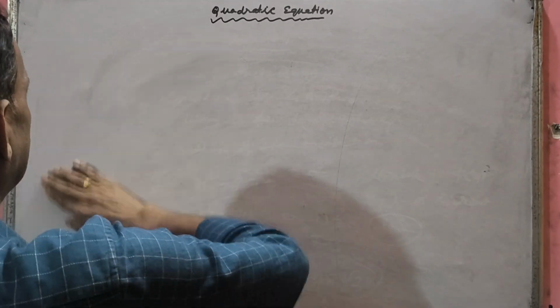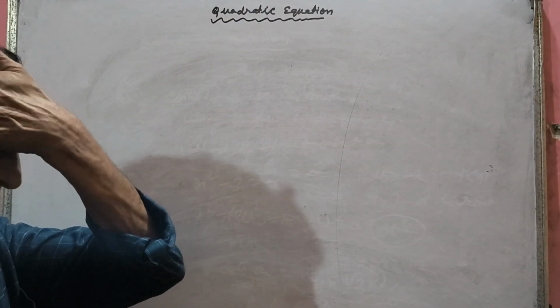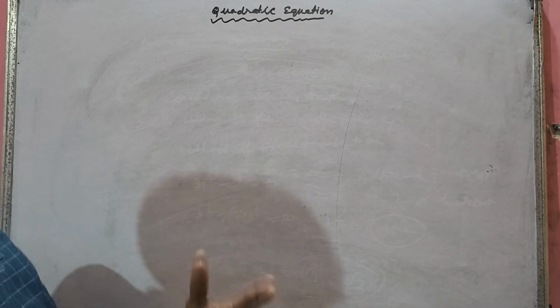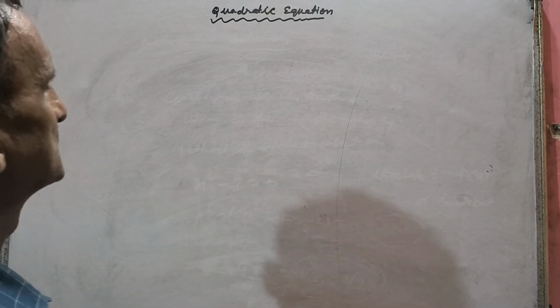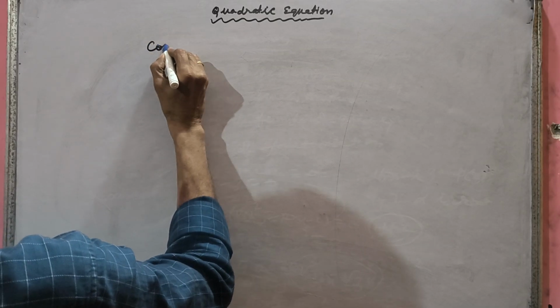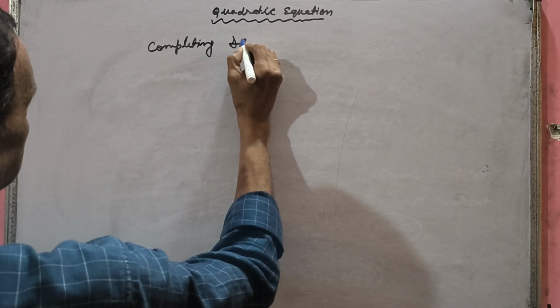Now we will come to the second method. Every time you will not be able to factorize the expression, you know, sometimes you cannot factorize. It can be factorized but not simply, not easily. So that's why comes this completing square method.